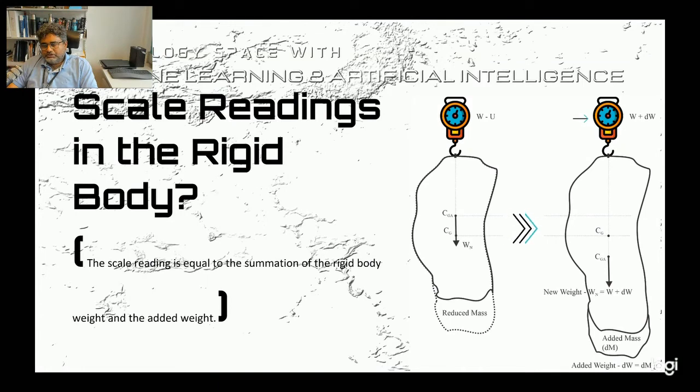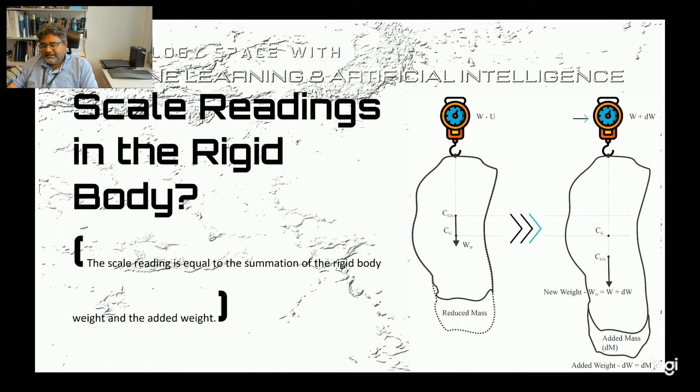So let's try to summarize what we have discussed on the scale reading of the rigid body. There were two situations we have discussed in this presentation. The first one: when a rigid body is submerged into a fluid, it feels like it has reduced mass due to the buoyant force. That was reflected on the scale reading, which is equal to its original weight minus the buoyant force. This is where the reduced mass concept was introduced. For the same reason, the center of gravity of that rigid body is moved away from the reduced mass. In this case, it was shifted upwards in this figure.